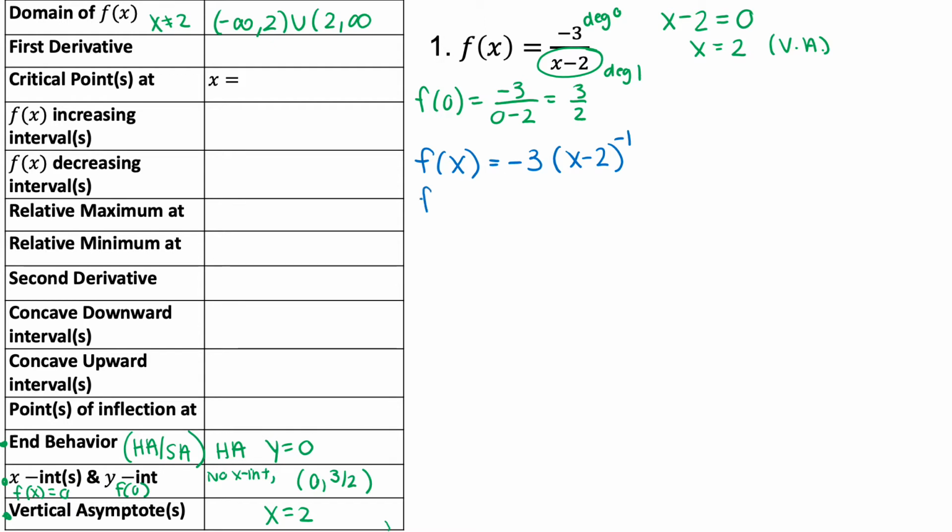So taking my first derivative, f prime of x, keeping my negative 3 constant multiple in front, then using the chain rule, I bring down my negative 1, leave my inside the same, take my power to the 1 less, so negative 1 minus 1 is negative 2, and then multiply by the derivative of the inside, which would just be 1. And then of course we just want to simplify that, so I would write this as f prime of x equals negative 3 times negative 1 gives me a positive 3 over x minus 2 squared. And I'm just going to fill that into my table.